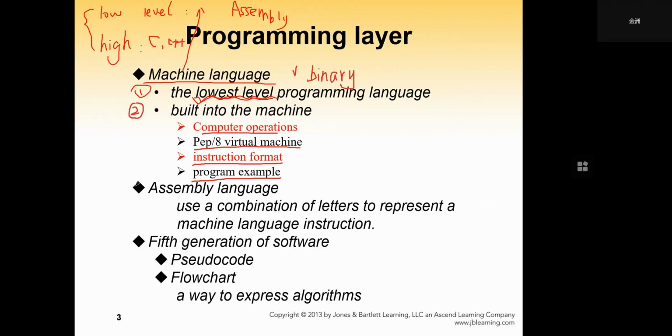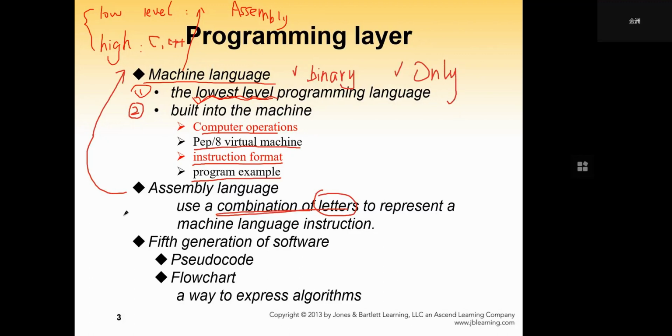Then we are going to learn about assembly language, which I have said is also another low-level programming language. Assembly language uses a combination of letters to represent a machine language instruction. In the computer, the programs written in assembly language should be translated into the machine language so that the machine can understand. The machine language is the only language that a machine can understand.